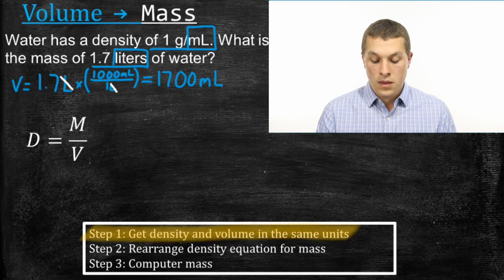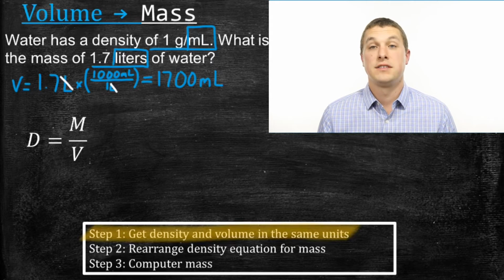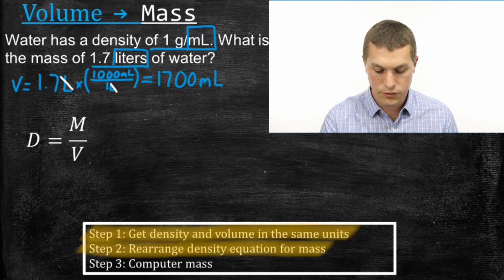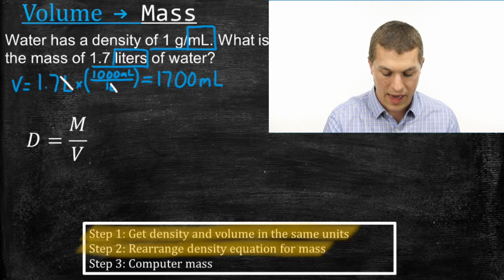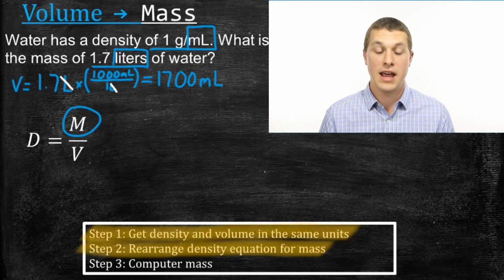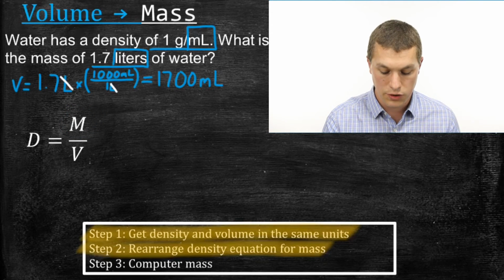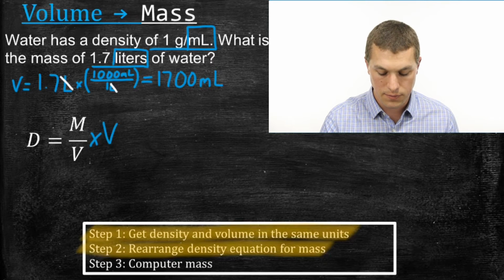Now, step 2 says rearrange the density equation for mass. So we have to do a little algebra here because what we want to solve for is mass. And right now the equation's rearranged for density. So the way we rearrange that equation is just we multiply both sides by V.